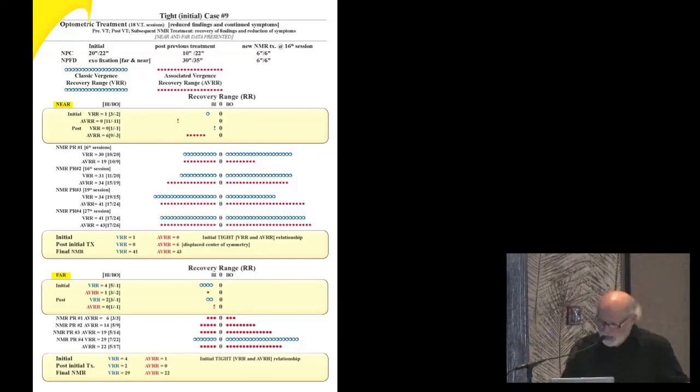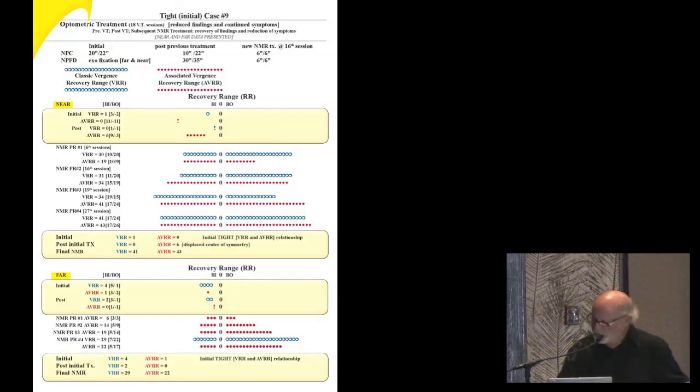Okay, so now I take a look at the divergence ranges. Here we take a look. And in the yellow, at near, initial evaluation, the range on a divergence recovery range at near was 1. Can't miss it. Tight fusion range. Definite visual problem, no matter how you look at it. Recovery range of -2 for base out.